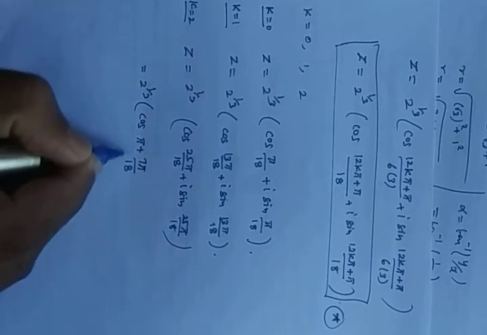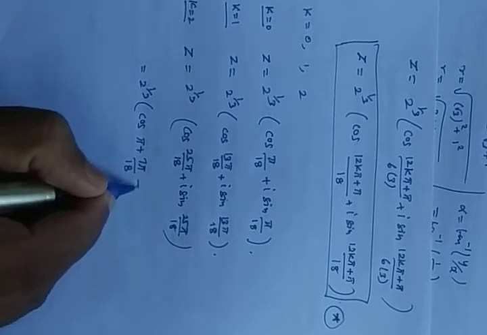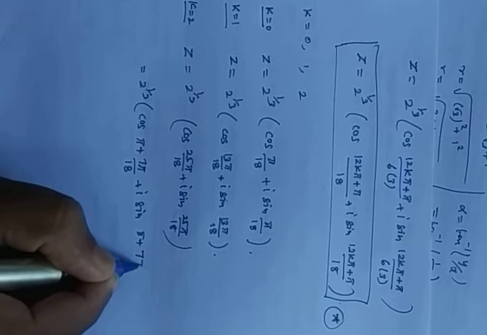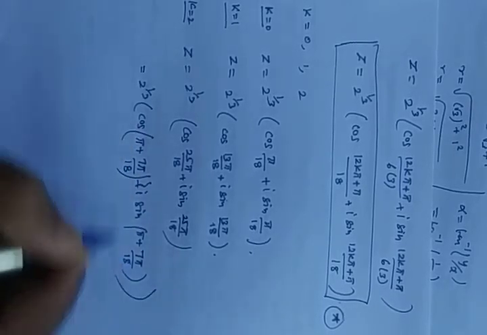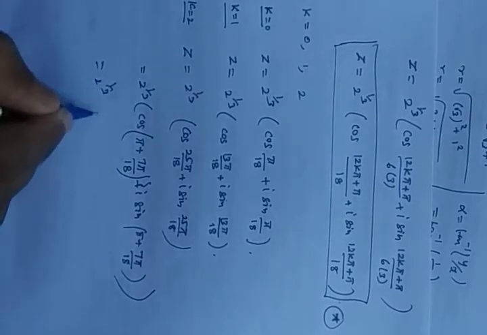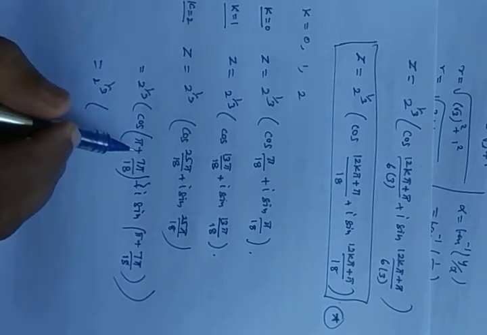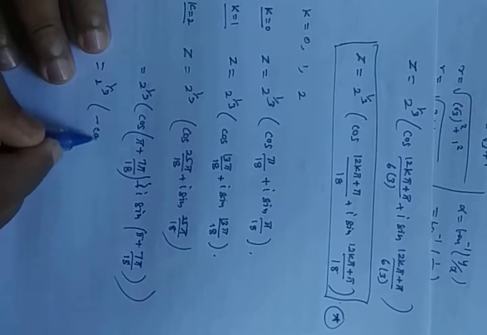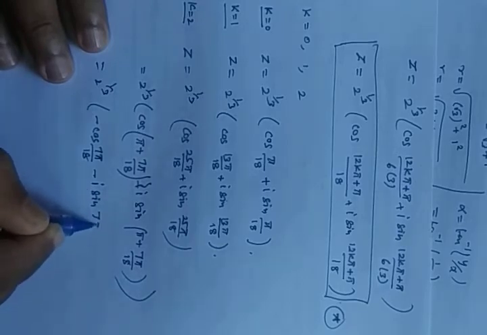Cross multiply: 18 into π, 18π, 18 plus 7 is 25. Similarly here also i sin (π + 7π/18) will come here. Okay, so now you can see here 2^(1/3) will come. Whenever cos π is coming, it is cos only, but π plus lies in the third quadrant, so everything is negative, cos and sin. So therefore minus cos 7π/18 will come here, minus i sin 7π/18 will come.